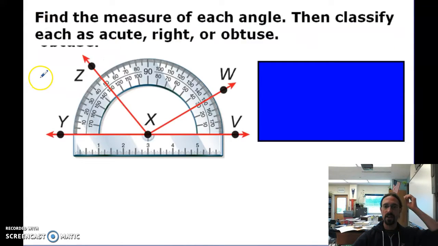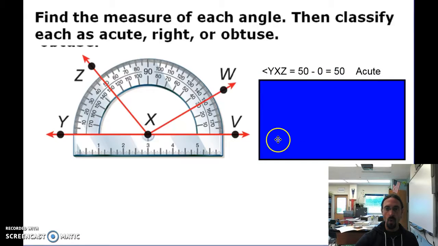Okay, cruising on. Find the measure of each angle, then classify each as acute, right, or obtuse. Go ahead and try that. All right, what'd you come up with? First of all, angle YXZ is 50 degrees. I'm reading, in this case, clockwise from 0 to 180, and I'm using the outer band. You'll get the same answer if you do it the other way, going counterclockwise, starting on the inner track. It doesn't really matter so long as you're consistent.